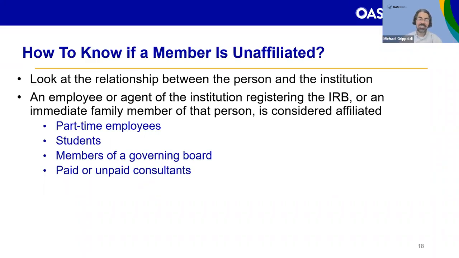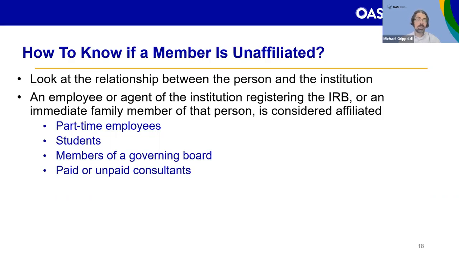So how do we know if someone's unaffiliated or not? And this is a bit confusing because it's actually defined in the negative. That is, by knowing who is affiliated, we can know who is not affiliated or unaffiliated. So look to the existing relationships between the member and the institution. The common relationships are those that I mentioned earlier, being employed or being closely related to someone who is employed. So to this end, an employee or an agent of the organization that's registering the IRB or a person of that member's immediate family is considered to be affiliated.